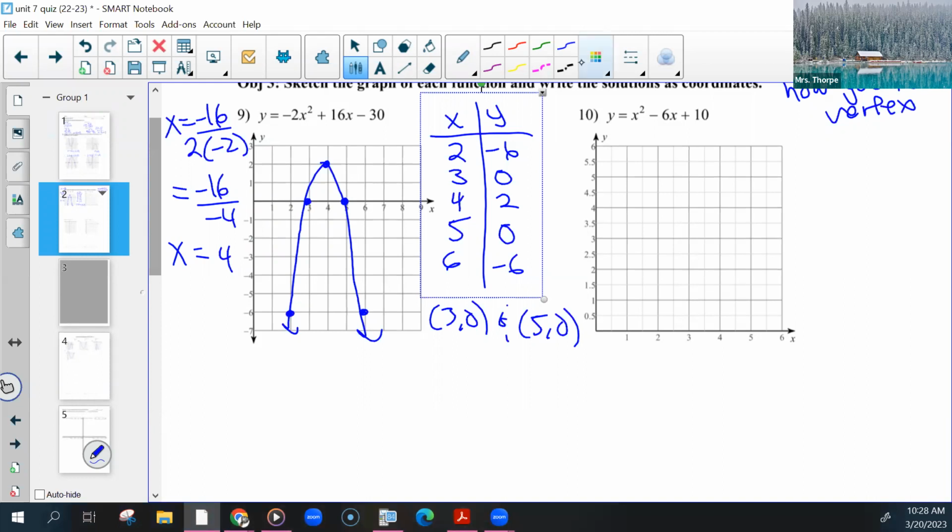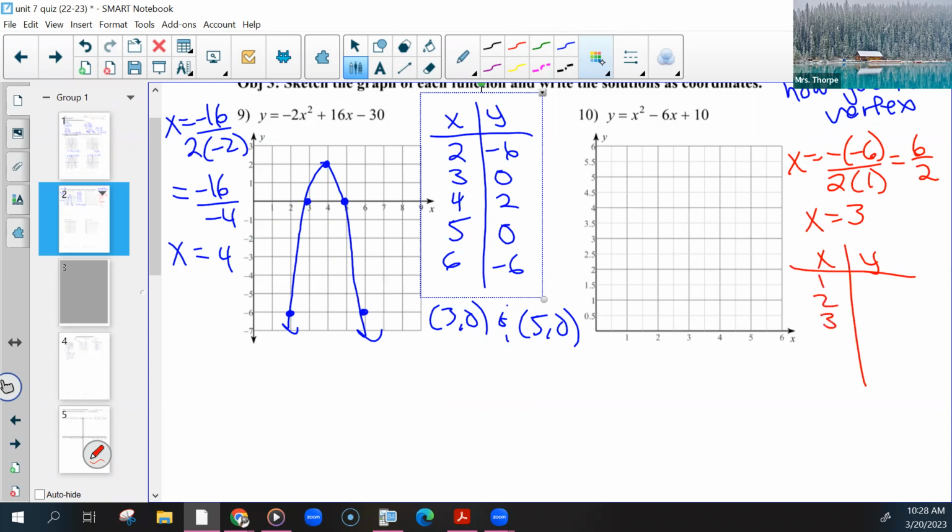So then number 10, I'm going to do the same things. My algebraic portion of it was negative 6 over 2 times 1, which was 6 over 2, equals 3. The table I found from the calculator was 1, 2, 3, 4, 5 for x, and 5, 2, 1 for y.